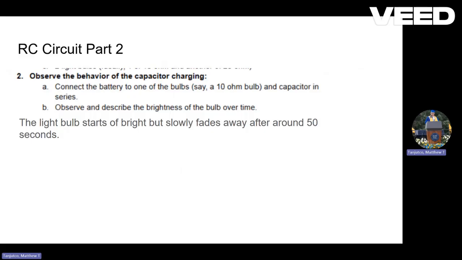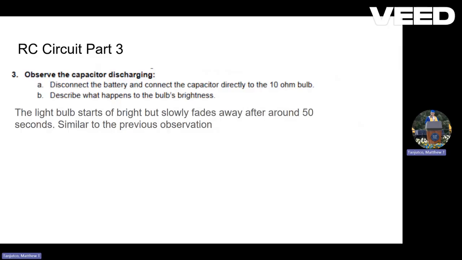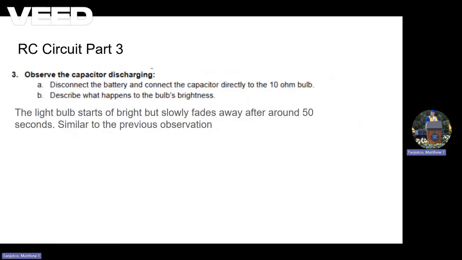This was because the capacitor was charging up, and the current was going through as the capacitor charged up for 50 seconds. Reversing it, so the capacitor discharged, the light bulb lit up again, but faded around 50 seconds. This makes sense. It wouldn't change the time because the capacitor would charge up and discharge in the same amount of time.